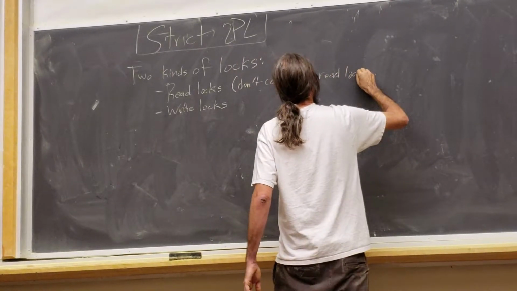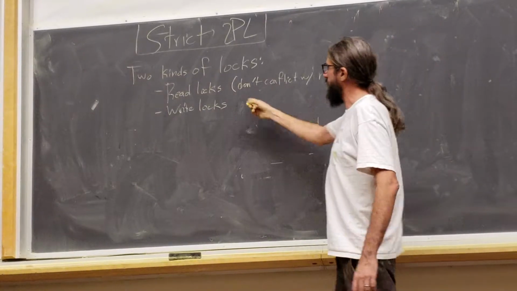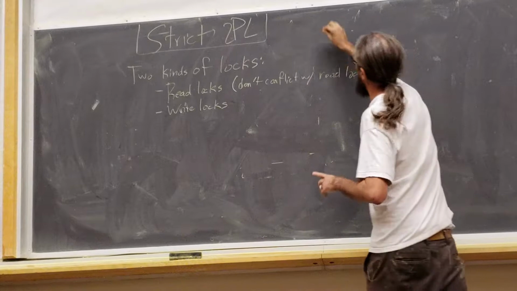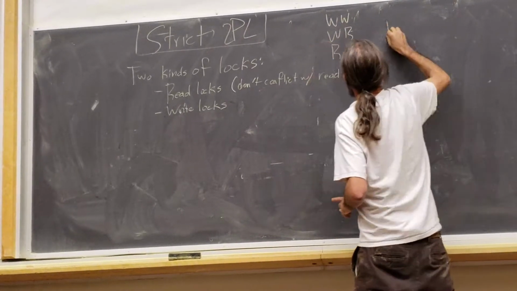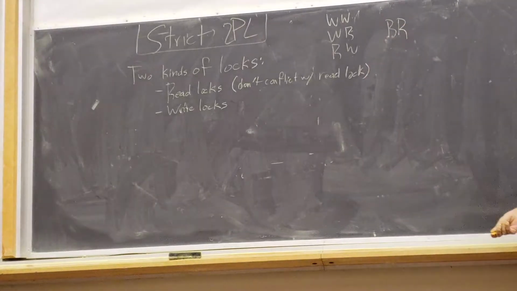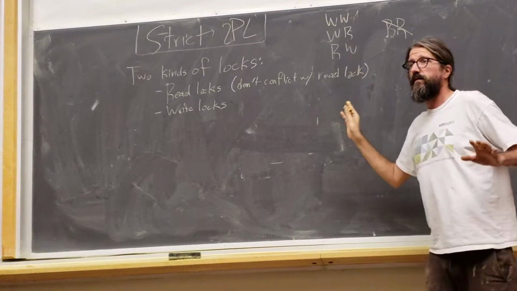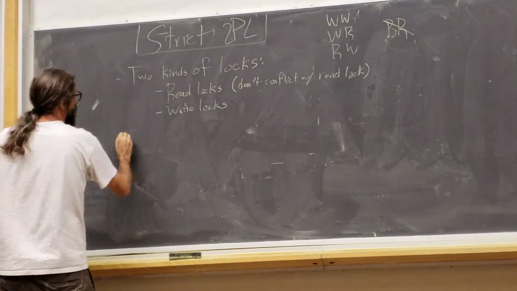So exactly as you said, you can have a whole mess of read locks on an object, but write locks conflict with everything, including read locks. This should come as no surprise to us, right? Because that conflicts, that conflicts, that conflicts. Guess what? We never had that as a conflict, right? So read locks don't conflict with read locks. Is that clear? Okay, that's number one.